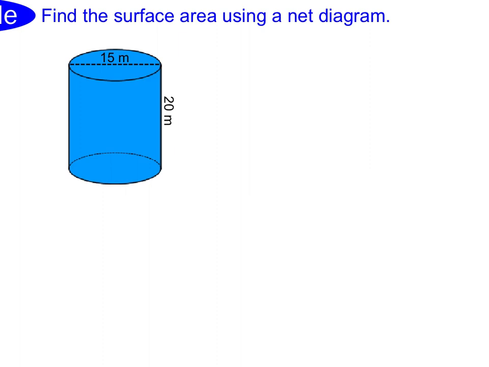The example that I always think of when I think about this is a can of soup. You buy a can of soup, and you can peel the label off. If you peel the label off carefully, you do get a rectangle. So you get a rectangle, and you get 2 circles. Okay? So the circle part is fairly straightforward. In this case, the diagram gives us the diameter. The diameter is 15 meters. So the radius is going to be half of that. It's going to be 7.5 meters.